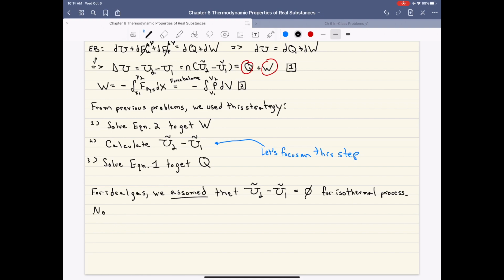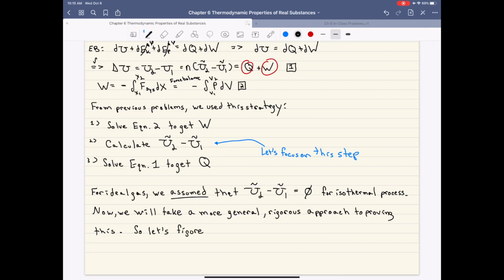Alright, but once again, that was just an assumption. And what we want to do now is we want to justify that assumption. Why are we able to just say that if we have an ideal gas, the internal energy difference is 0 if it's kept isothermal? Okay? And so what we're going to do is we're going to take a more rigorous approach to proving this. And to do this, we're going to apply the calculus of thermodynamics. Via thermocalc.